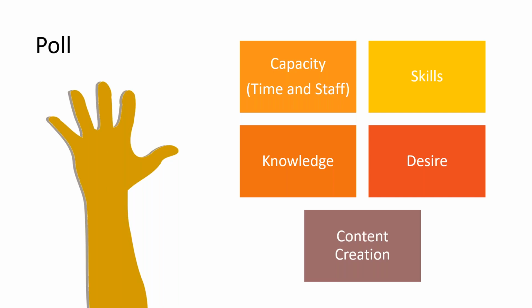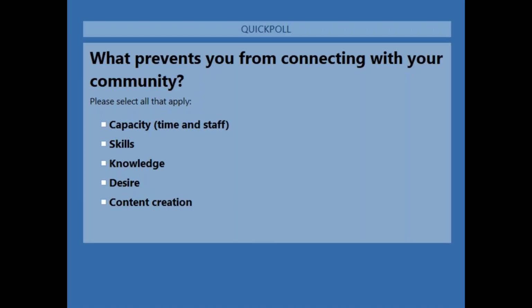And then content creation, is it not knowing what type of advertising schedule you should have, what types of information you should be putting out there, how to transpose the technical message that you want to share into something that's digestible to your customers? Of these, what would you say prevents you from connecting or communicating with your community?